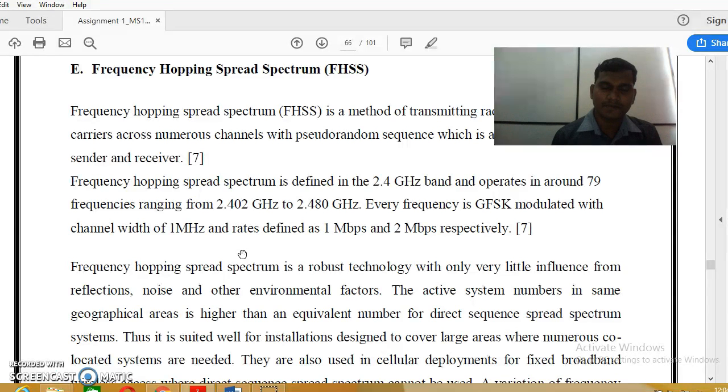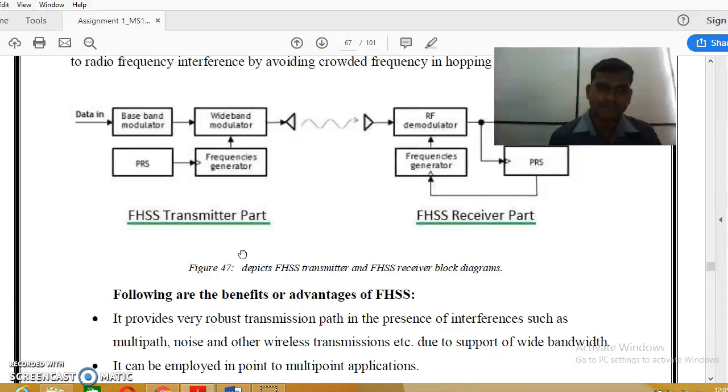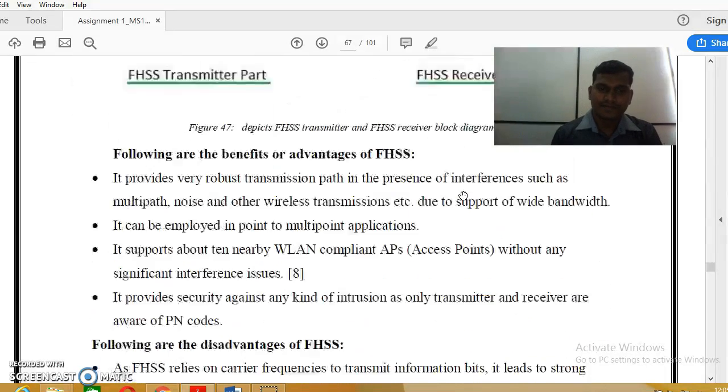Frequency hopping spread spectrum is defined in the 2.4 GHz band and operates around 79 frequencies ranging from 2.402 GHz to 2.480 GHz. Every frequency is GFSK modulated with a channel width of 1 MHz and rates defined as 1 Mbps and 2 Mbps respectively. This depicts the FHSS transmitter and FHSS receiver block diagram. This is the transmitter. This is the receiver.